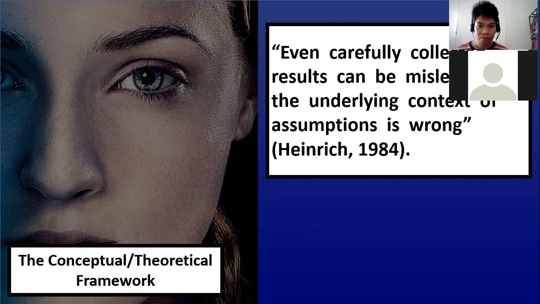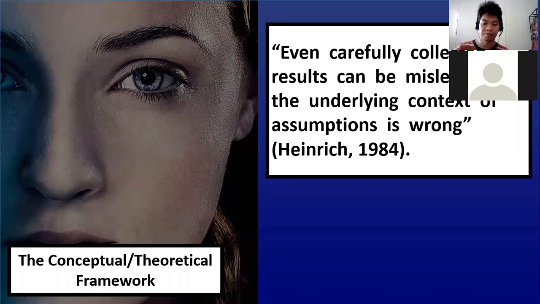So according to this statement, even if you collected the data for your study carefully, but if the implications underlying on those assumptions in your study is incorrect, it can mislead you to wrong conclusions, wrong results, wrong analysis of your data. So it's very important that all of the concepts, all of the aspects in your research are interconnected. So dapat related sa tanan. Naka-align siya.